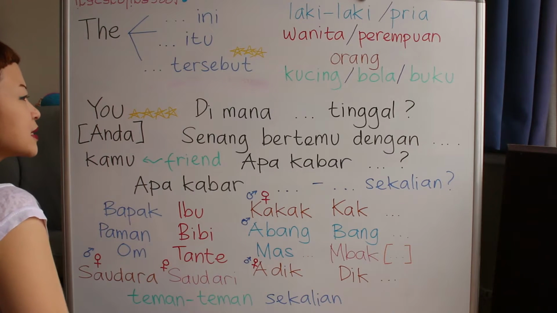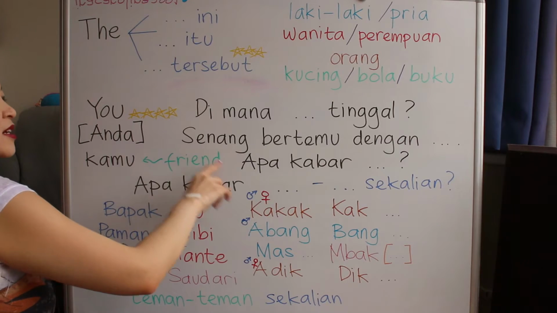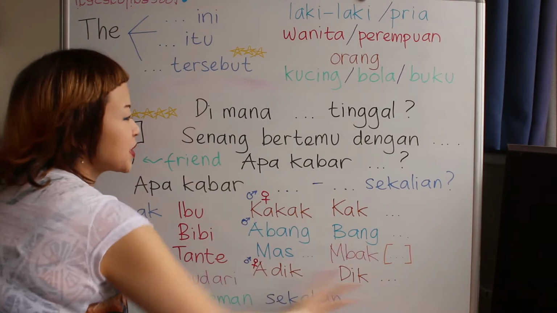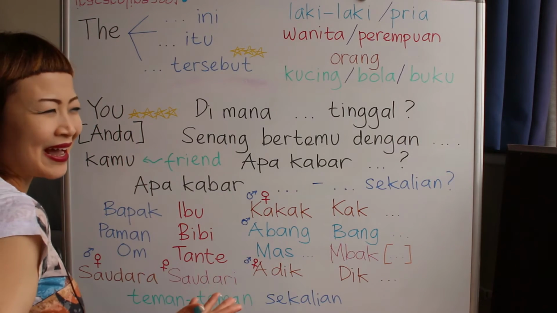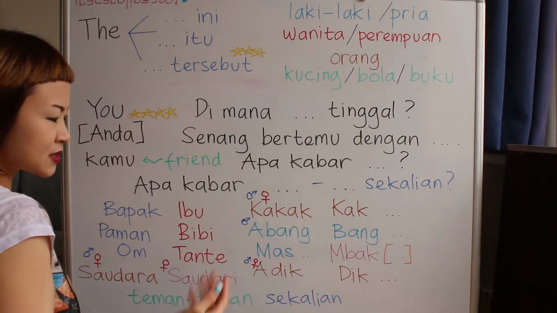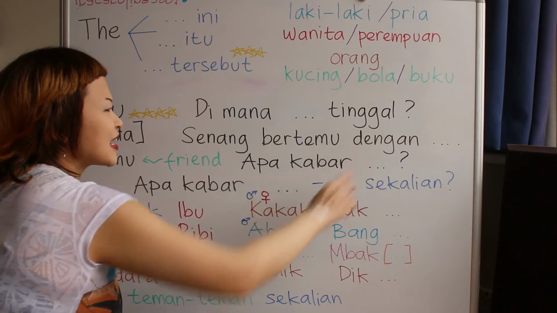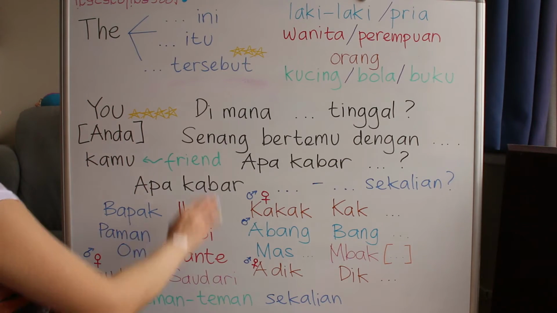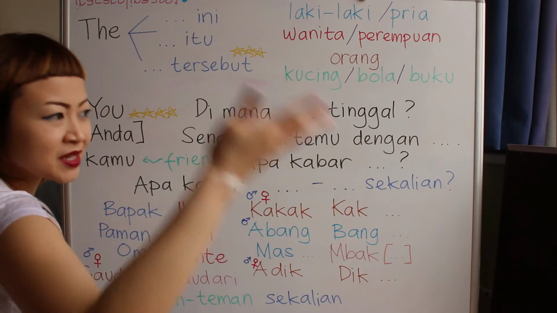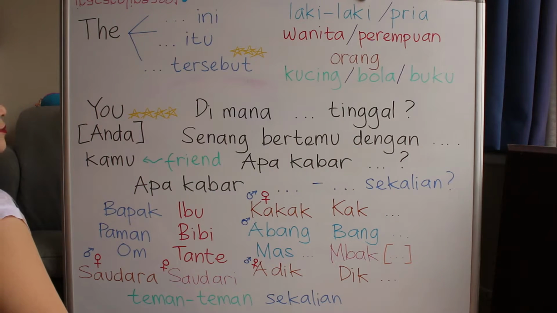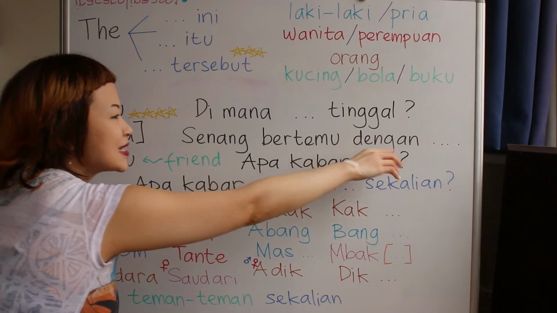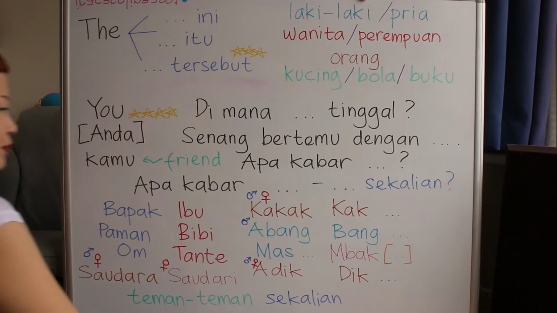And now the second sentence. Senang bertemu dengan, and then you choose from here. Senang is glad or happy. Bertemu is meet. Dengan, with. Happy, meet, with. Happy, meeting with, or glad. Senang bertemu dengan, then we put the you from here.